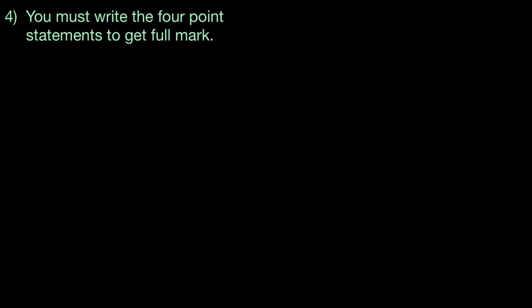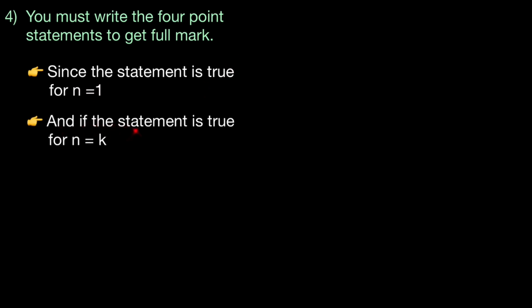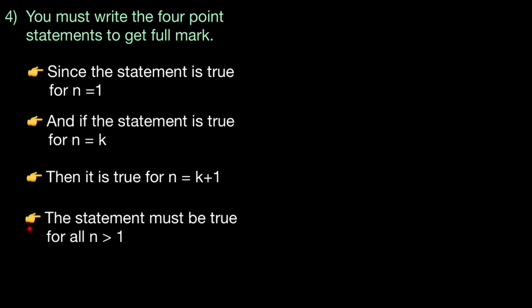Now for step 4, the inductive statement, we need to write the 4-point statements to get the full mark. The first one being, since this statement is true for n equals 1, we need to write that down. And if this statement is true for n equals k, we need to write that down. Then it is true for n equals k plus 1, we need to write it down. And finally, the statement must be true for all n greater or equal to 1. All these statements must be written down to get the full mark.